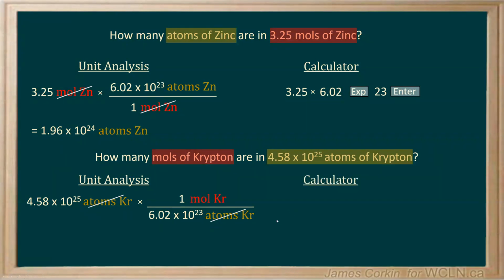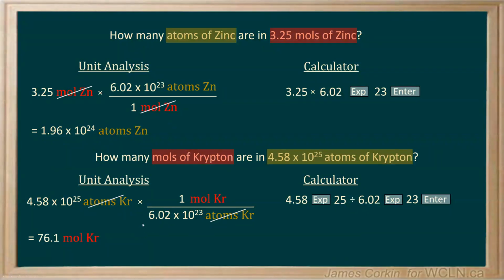How do you put this in your calculator? Similar as to before, now we have 2 scientific notation numbers. So we're going to go 4.58 exponent 25. In this case, the number we're worried about is on the bottom. So instead of multiplying, we're going to divide by 6.02 exponent 23. Hit the enter key. There's your answer. There are 76.1 moles of krypton. Again, make sure you include units in your answer.